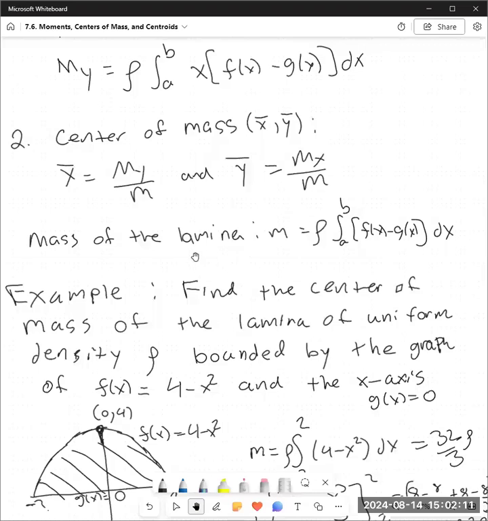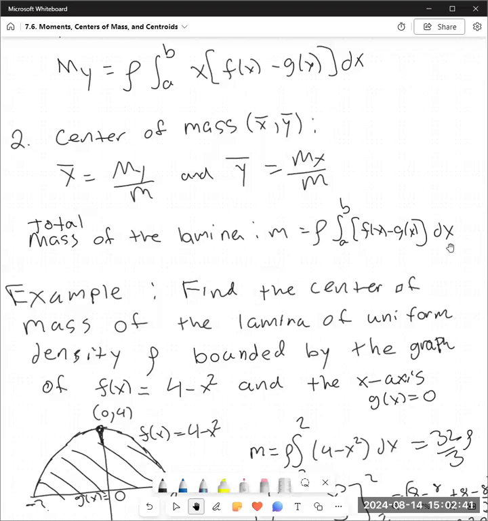So finding the center of mass of the planar lamina is going to require us to find the total mass of the lamina, M. And before we could just add all the masses together because we had them all listed in the table. We can't do that anymore. We're going to have to integrate to find the total mass. So M is going to be equal to rho times the integral from a to b of the difference between f and g dx.